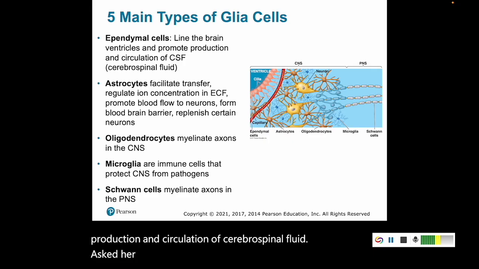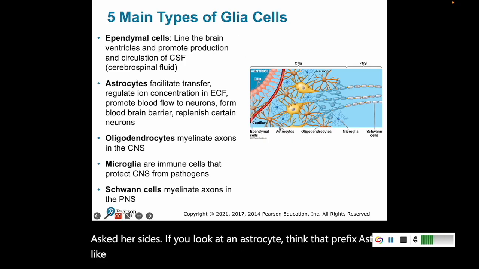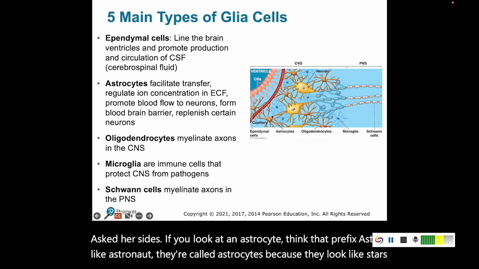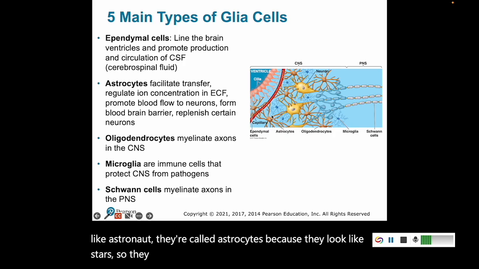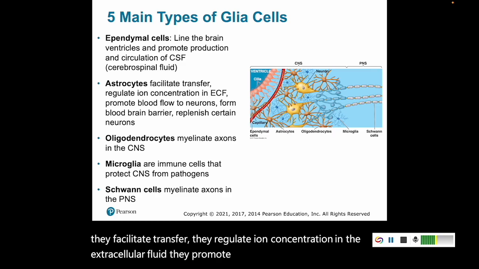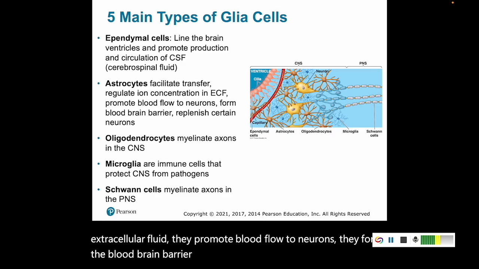Astrocytes, if you look at an astrocyte, think that prefix astro like astronaut. They're called astrocytes because they look like stars. So they facilitate transfer. They regulate ion concentration in the extracellular fluid. They promote blood flow to neurons. They form the blood-brain barrier, and they replenish certain neurons.